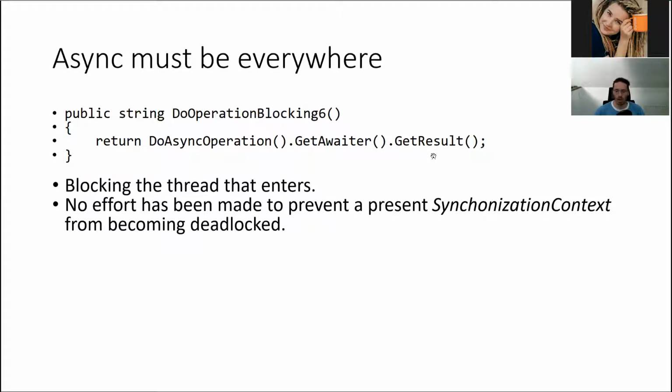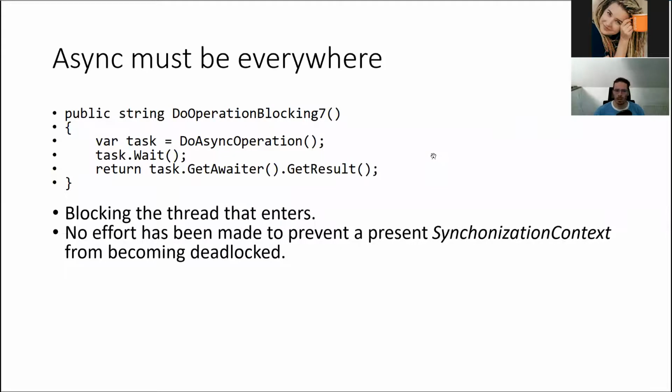So okay, backtrack a little bit. That was too aggressive. Maybe we can do GetAwaiter().GetResult() immediately on the async operation. So this one again is blocking the thread that enters. That makes sense. The problem is that again you are not making any effort to mitigate the problem with the synchronization context and possible deadlocking. You basically solved only the exception issue. So not an improvement at all. So let's try something else.